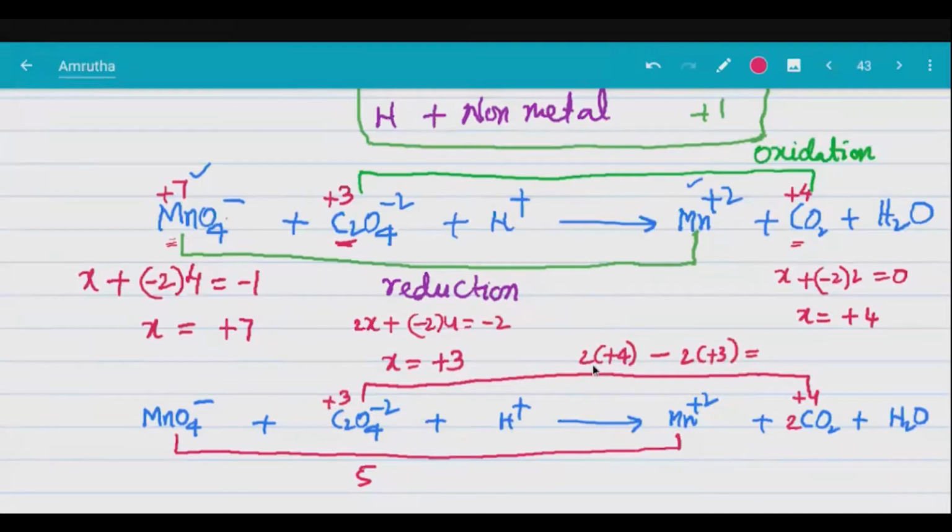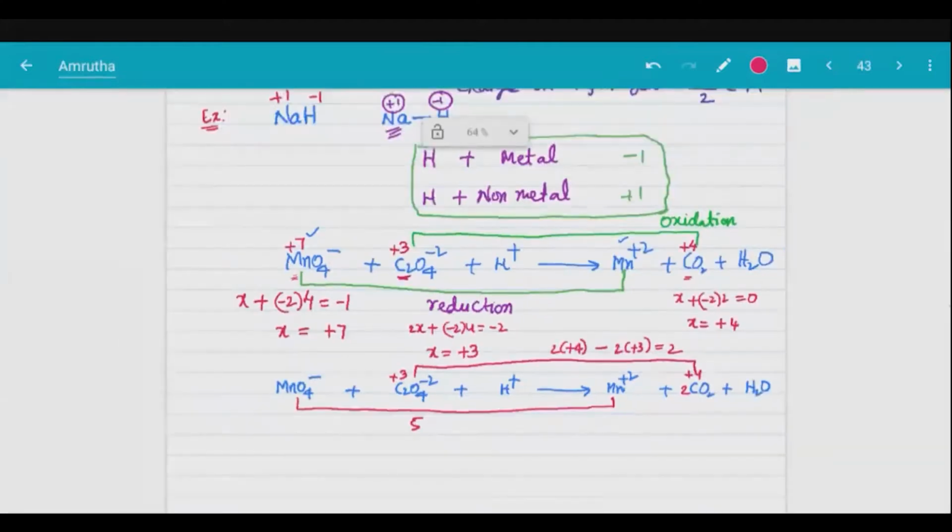Sir, why do you multiply with 2? Because there are 2 carbons, no? So 2 into +4, the right side is more. So I've written 2 into +4 minus 2 into +3. So that is how much? 2. Getting the point here? Yes. So now we have discussed a very important step in balancing.